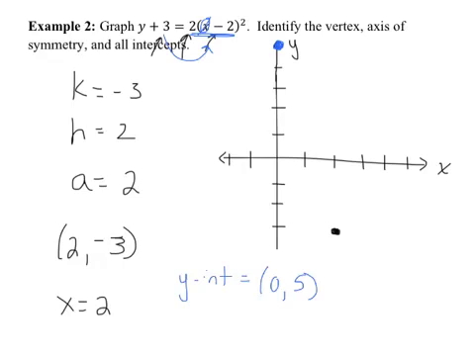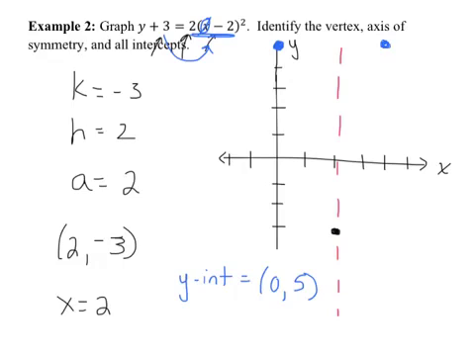There's our y-intercept. Now we know that there's symmetry in the graph. So what we can do already is take that y-intercept and reflect it over the axis of symmetry, which I'll draw in right here. So we're going to realize that there's a gap of 2 units here. So we'll go 2 units over at the same height. So we'll go to 4, comma 5. Again, because of the symmetry.